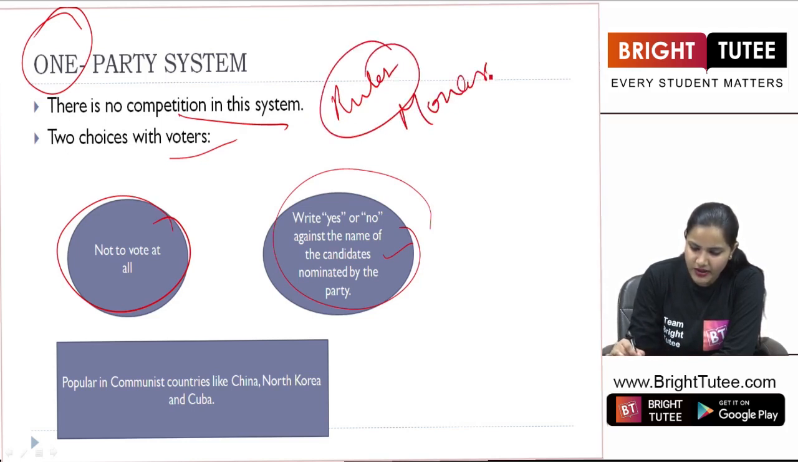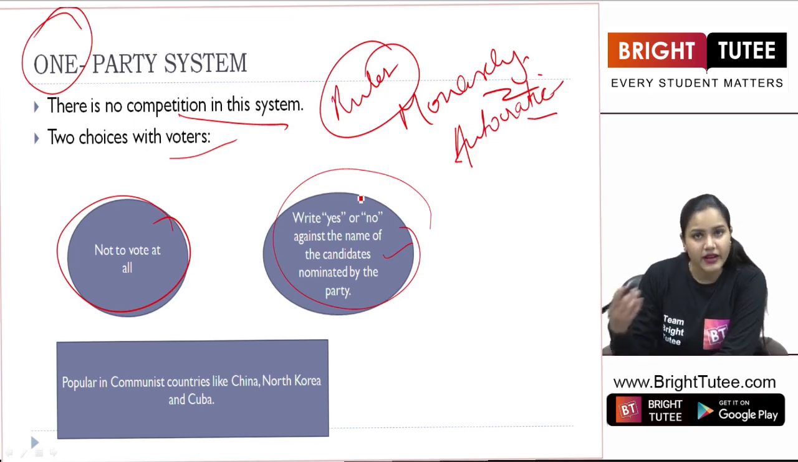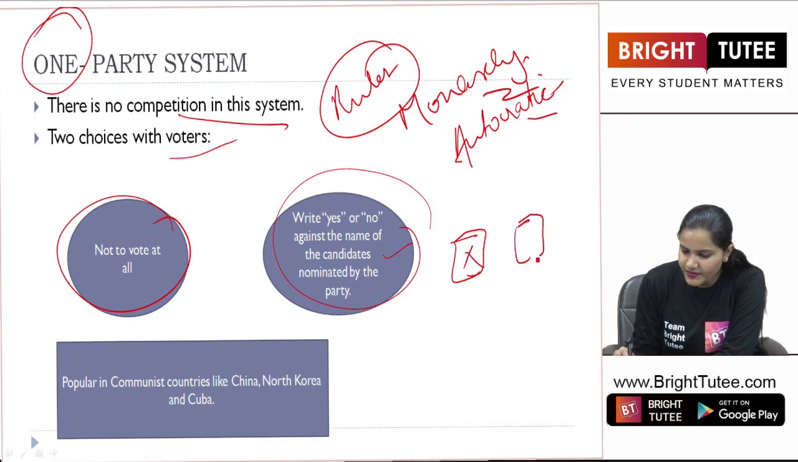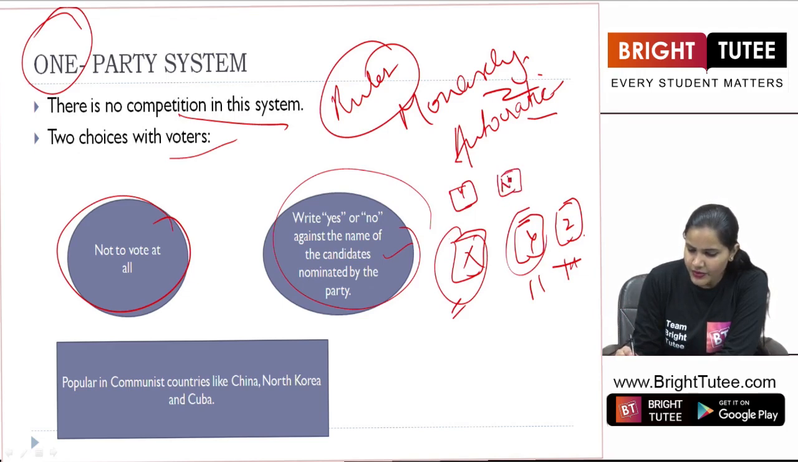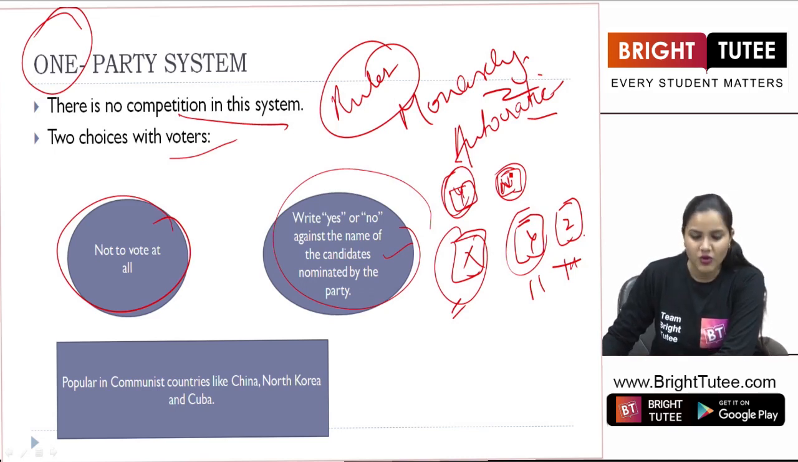Basically, when we are talking about monarchy or autocratic rule, you have heard these terms in your history subject. Or another thing that can happen is that there are candidates, let's say X, Y, Z, whatsoever. They have been nominated by the party themselves. And among these candidates, the people have to write just yes or no, Y or N. Okay? So this is how elections take place in the one-party system.